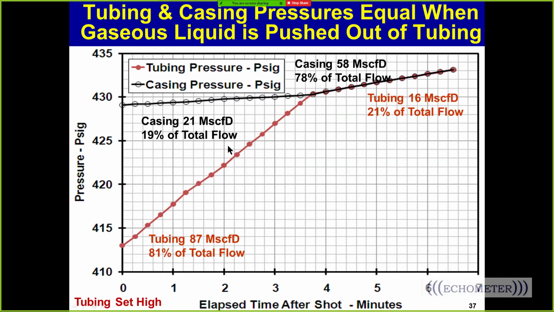And so the 2.5 barrels in the tubing got pushed out in about 55 minutes out of the tubing. And this is a detailed plot that shows that here is the casing pressure buildup, and here's the tubing pressure buildup, and right there is when the liquid got pushed out of the tubing. And at this point right here, there's 21 MCF of gas flowing into the casing, which is 19% of the flow. And here, 78% of the gas is flowing into the casing, and only 21% of the gas is going into the tubing.